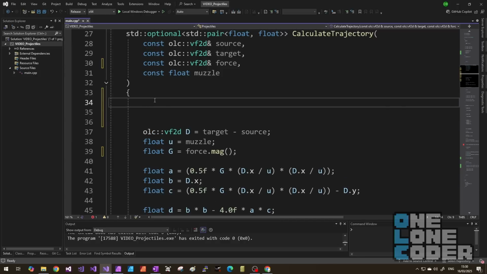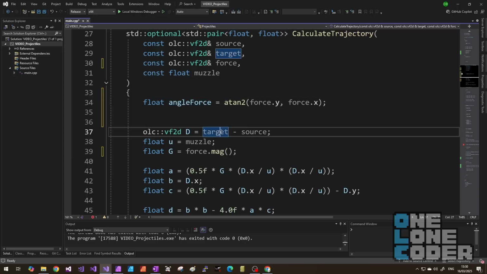Hopefully it's apparent that the angle of our force vector is reasonably critical, so I'm going to create that at the start of this function, using the atan2 function. This angle tells us how much to rotate the target around the source, so that the force vector has no horizontal components and only lines up with the y-axis. This means that our target object is not quite in the right place anymore.